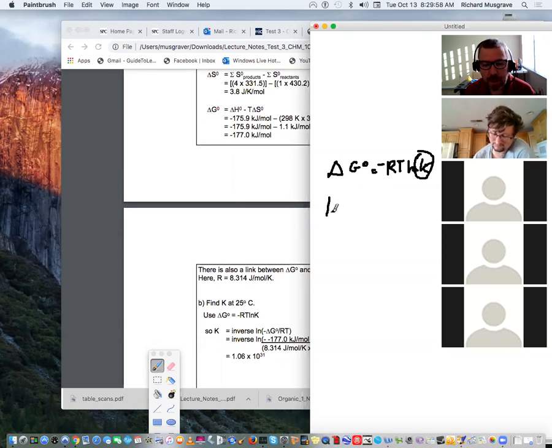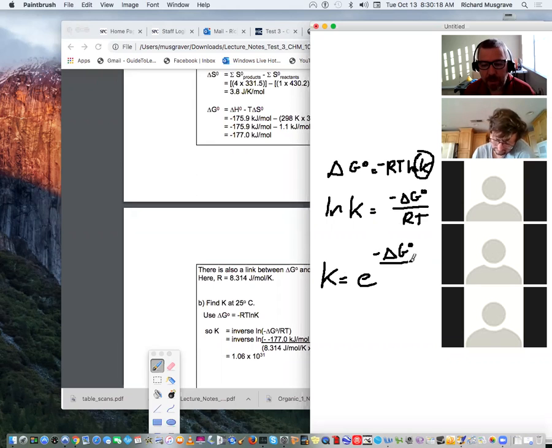So we know that ln of K, that's natural log of K, is going to be negative delta G naught over RT. That means if I want K, it's going to be the inverse natural log, which is e to the power of negative delta G naught over RT. If you look on your calculator at the ln button, and then look above it, the second function of the ln is e to the x. So that's how you get rid of the ln part.